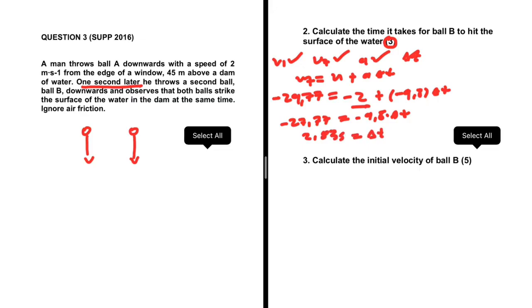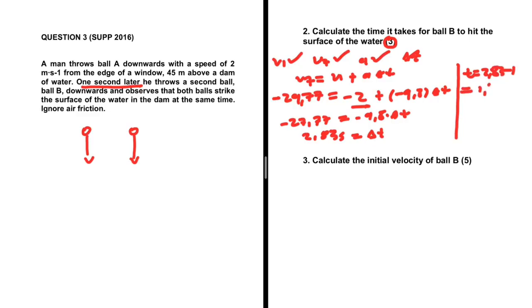It takes ball A 2.83 seconds to hit the surface of the water, and ball A and ball B strike the ground at the same time. The only difference is that ball B is thrown 1 second later. So how much time is taken by ball B? The time will be equal to 2.83 minus 1, since it was thrown 1 second later, which will be 1.83 seconds. That is another sneaky situation you have to be aware of. Let's move to the following question.